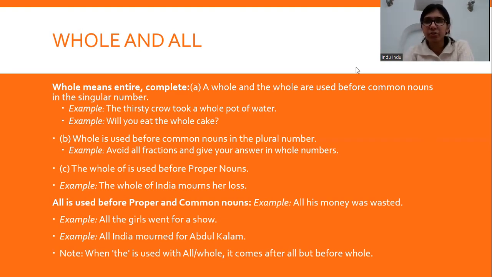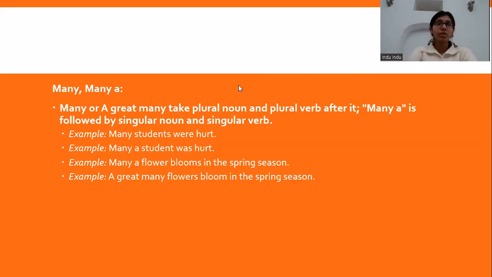Just certain rules that are important in English grammar. So many or a great many take plural noun and plural verb after it. Many is followed by a singular noun and singular verb. For example, many a student was hurt. Many a student. Student is a singular noun, was is a singular verb. Many students were hurt. Students is a plural noun. Were is again a plural verb.